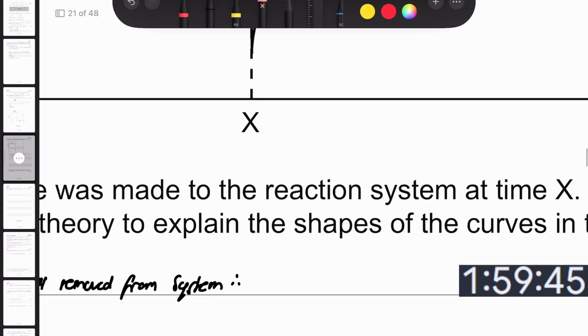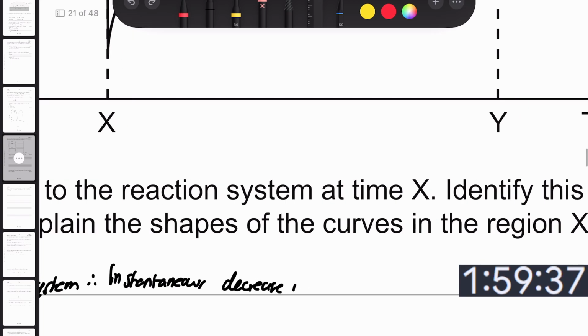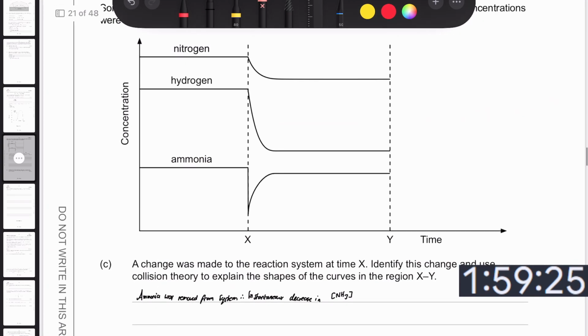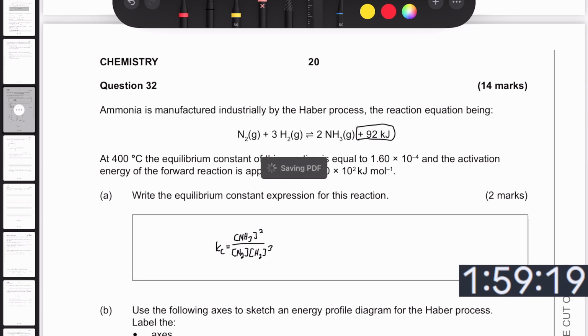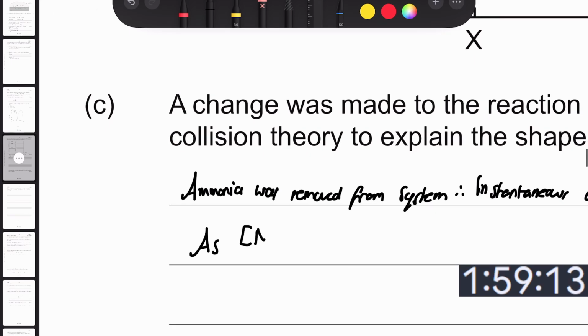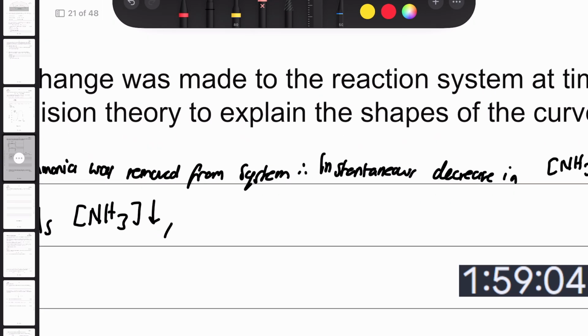System, instantaneous decrease in ammonia concentration following that. NH3, so then as NH3 decreases, N2 and H2 decrease as NH3 decreases. And then what's collision theory? Yeah, NH3 decrease.